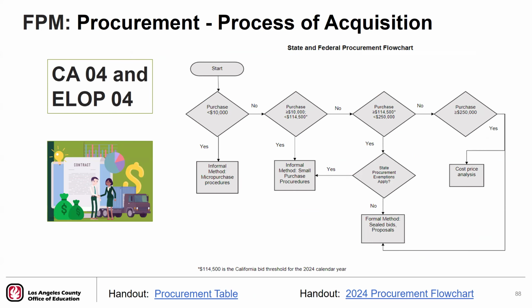CDE provides a yearly state and federal procurement flowchart to help understand this process. We have provided the 2024 procurement flowchart and the CDE procurement table as handouts linked to this slide. When it comes to procurement, it's important for program and fiscal staff to work together to ensure compliance using CDE and federal guidance.